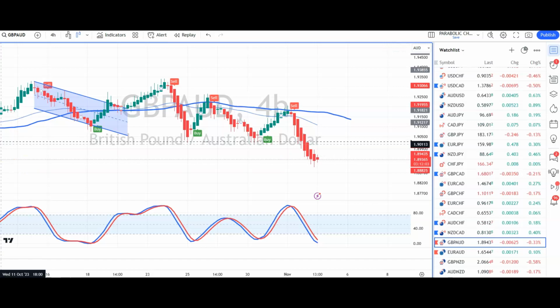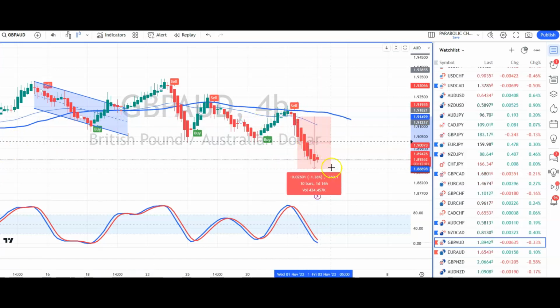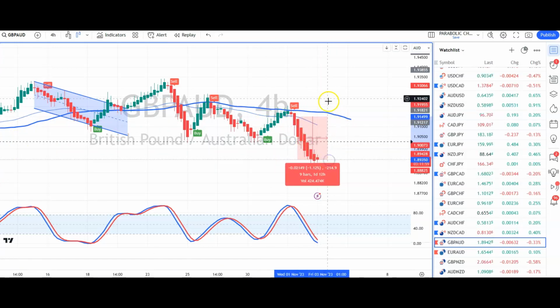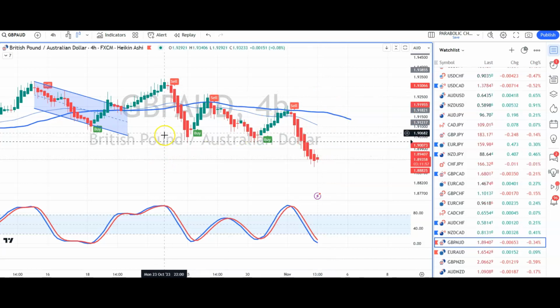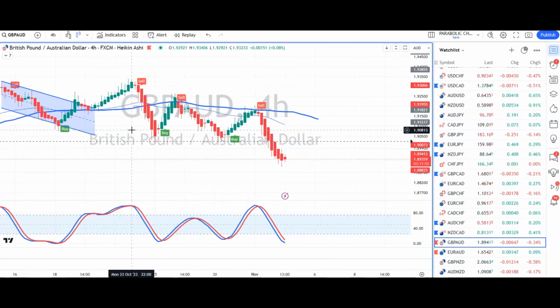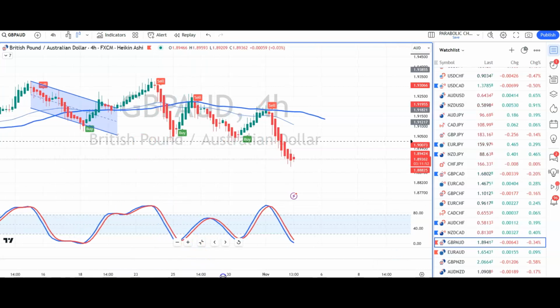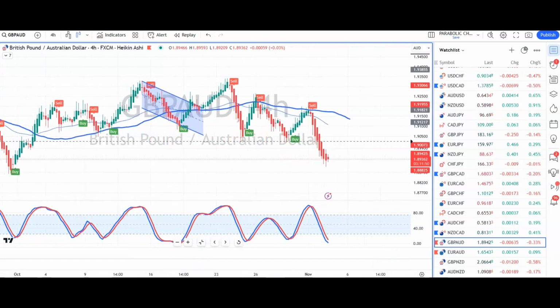So how many pips is that? From about there to there, 214 pips. So nice. On the 4-hour chart it works really well because as a position trader that's my preference. I don't really want to be spending too much time on the charts.